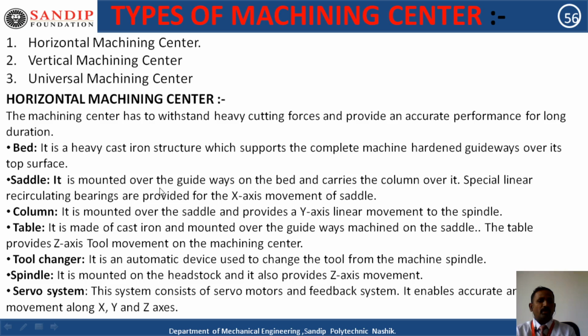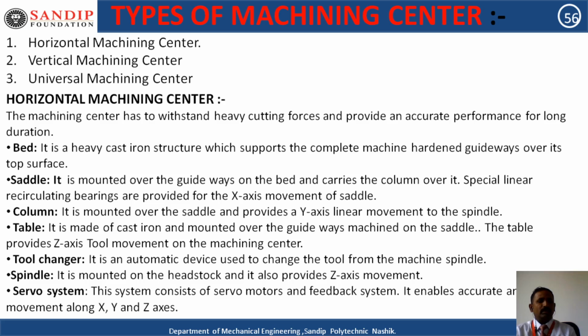Saddle, it is mounted over the guideways on the bed, it carries the column over it, and the saddle is for the sliding purpose, to avoid friction. Recirculating bearings are used in x-axis movement. Then the column is vertical, that's why this is the y-axis, and provides this sliding movement.